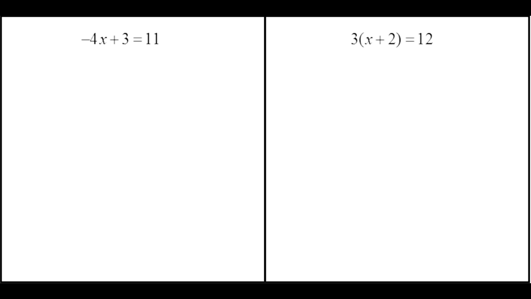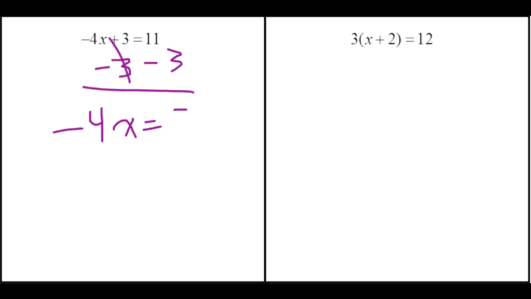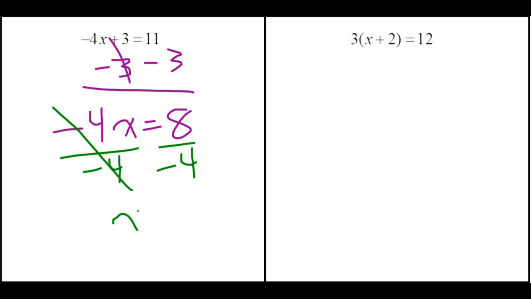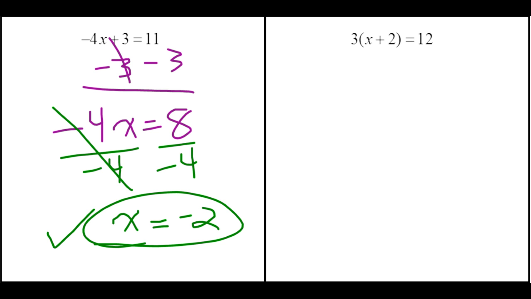So for the first one on the left, we have -4x plus 3 equals 11. We're going to subtract 3 from both sides and get -4x is equal to 8. Then we're going to divide both sides by -4. Remember, we have to take the negative away with it, otherwise we have the opposite of x. And 8 divided by -4 is -2. So our solution is x equals -2.